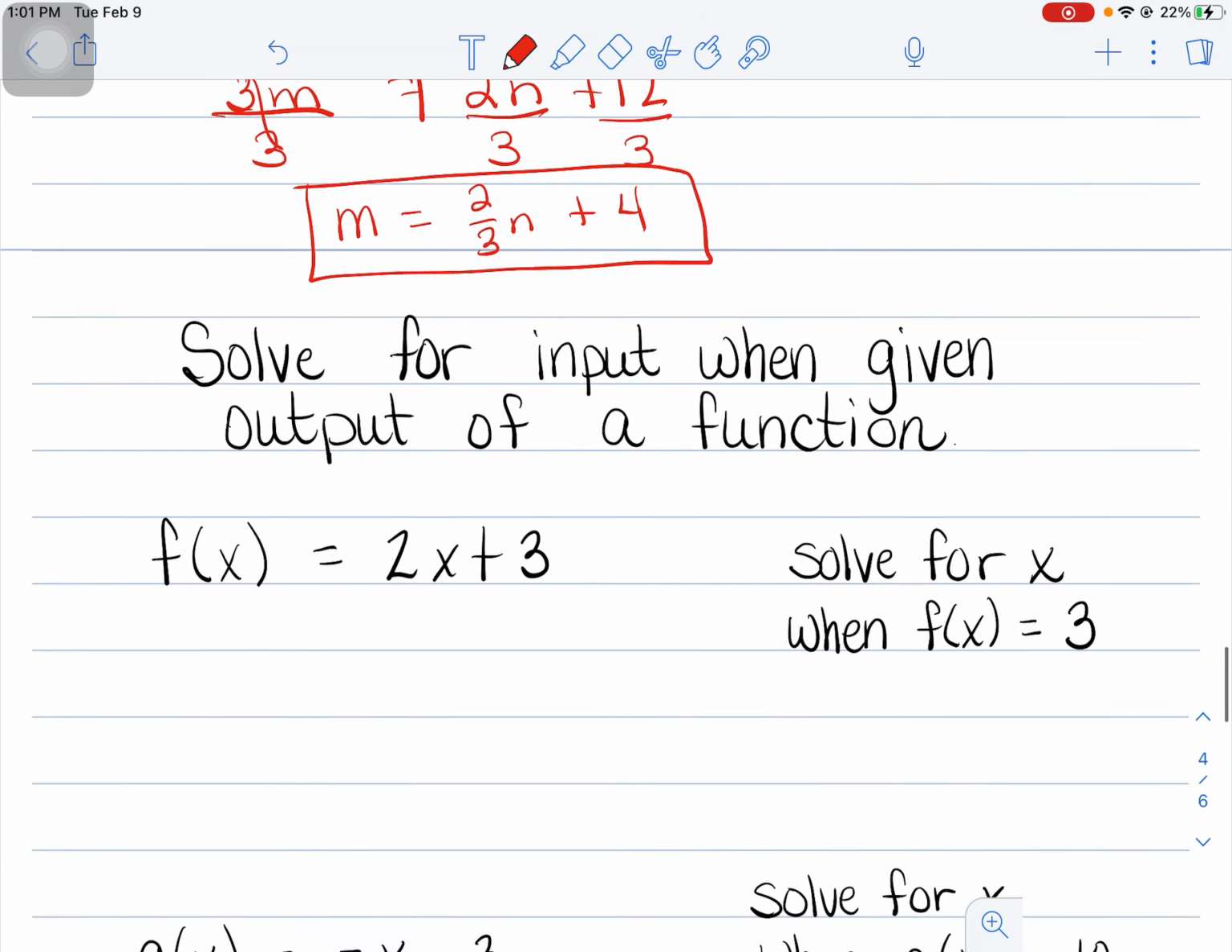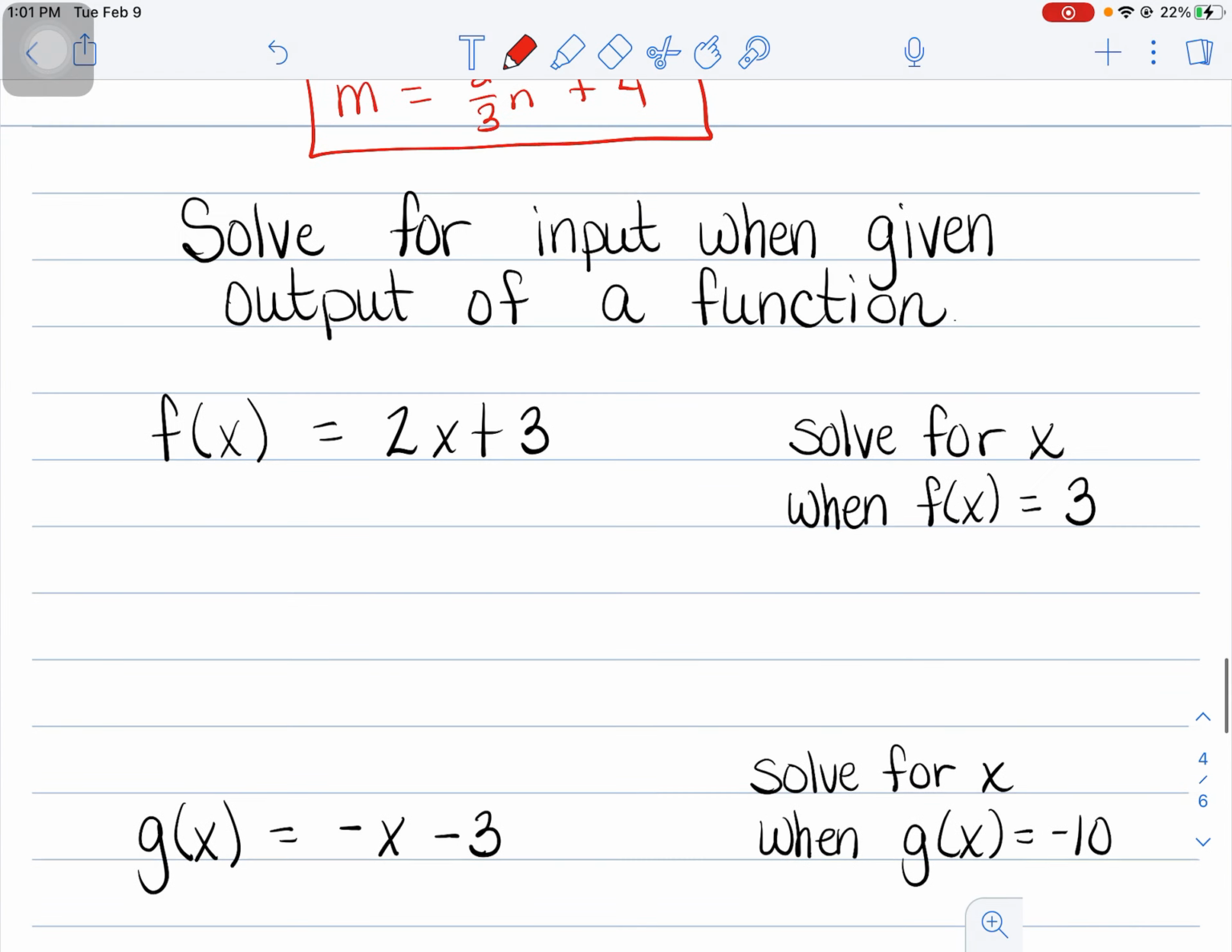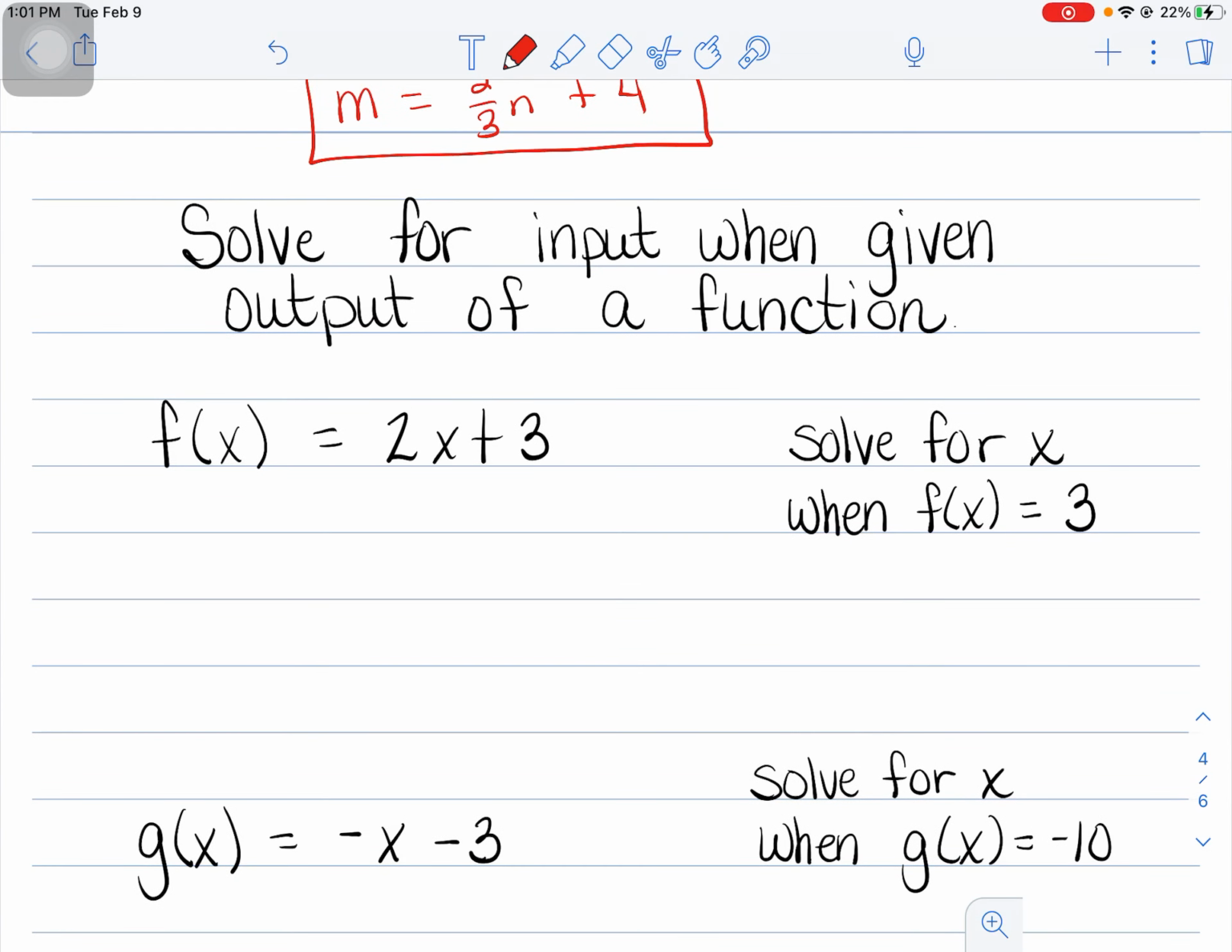Now, you're going to be given some outputs, and you're going to use that to find the input. So the way these would look, here's our function rule, f of x equals 2x plus 3. And I want to solve for x, so I want to know what x is, what the input is, when f of x is 3. f of x being 3 tells me that this is the output. This is what I get when I put something in. So I already know what f of x is, so I'm going to replace f of x over here with what I know is 3.